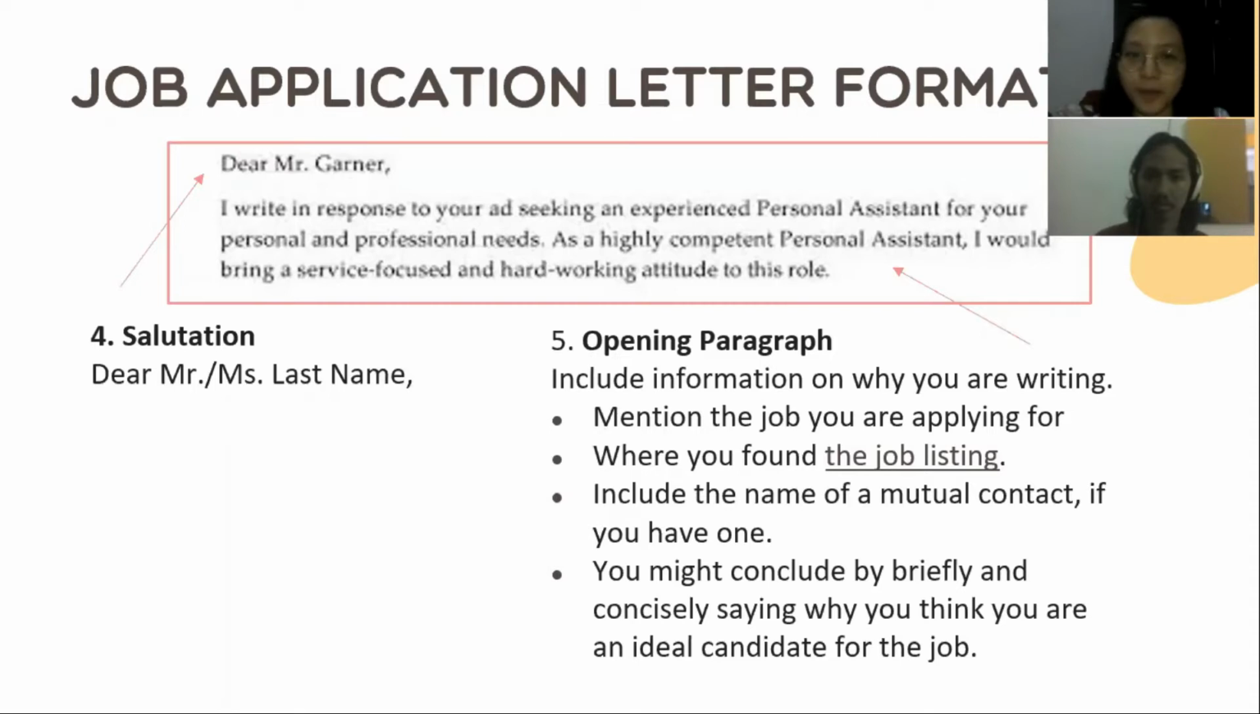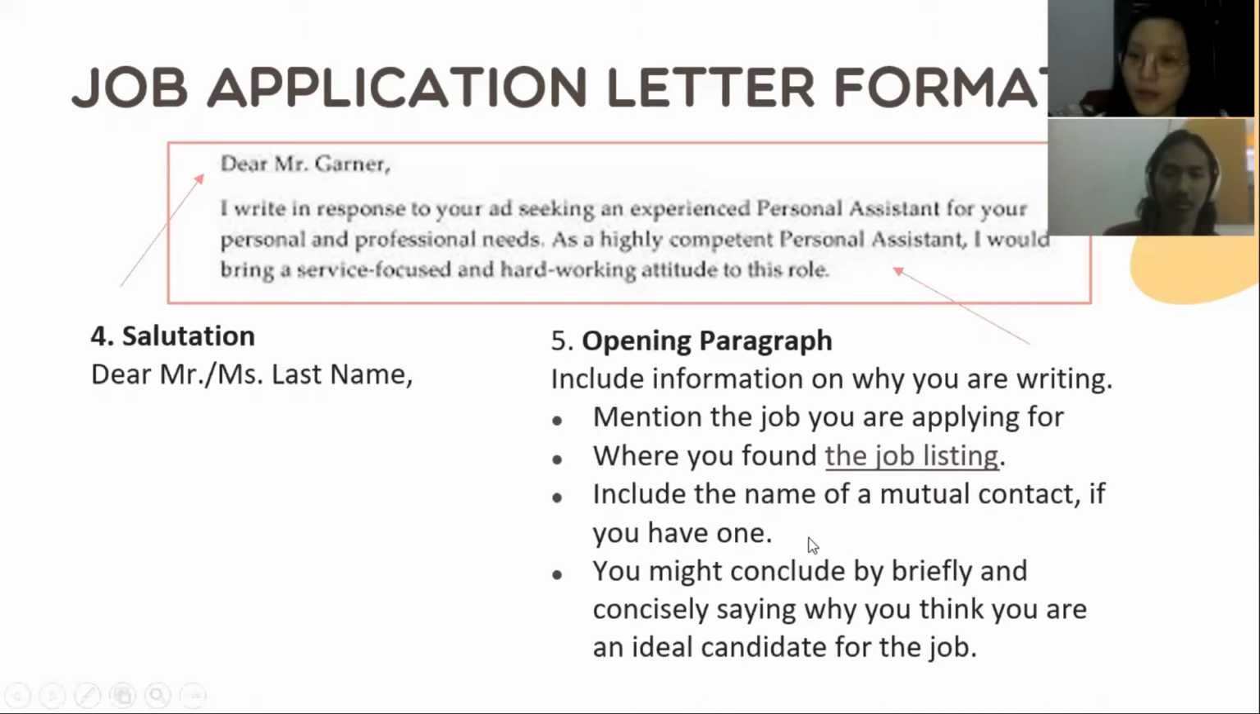What do you write in the opening paragraph? Well, here you have to include information on why you're writing. Here you can see that the applicant is writing because he or she saw an ad from the company that is looking for a personal assistant. And it is also better if you mention where you found the job listing, for example, from a newspaper or from the company's website. That's usually possible. From social media nowadays, Instagram is also possible.